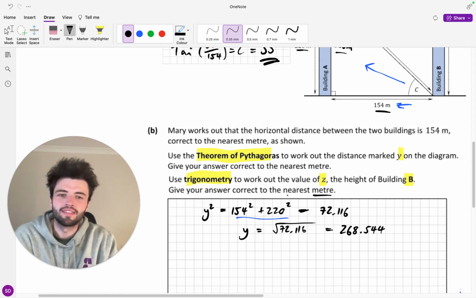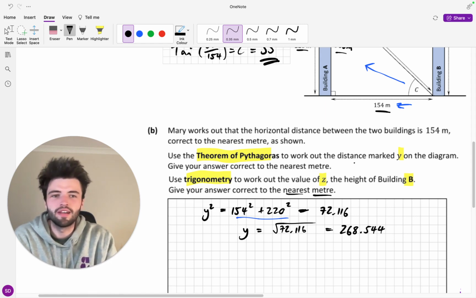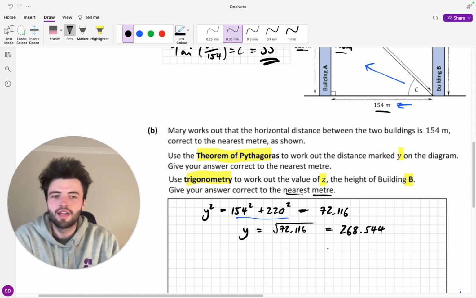That's the one part that actually did matter in this wordy kind of mess in part B, but essentially we just need to round this off, so we just need to round it to the nearest meter, and that is going to be 269 meters. So that is going to be our final answer for y.